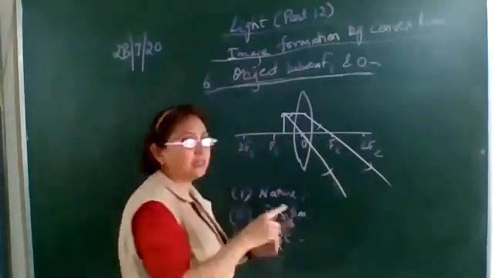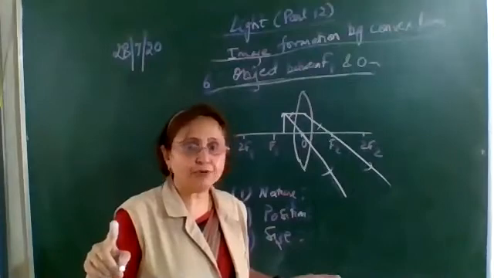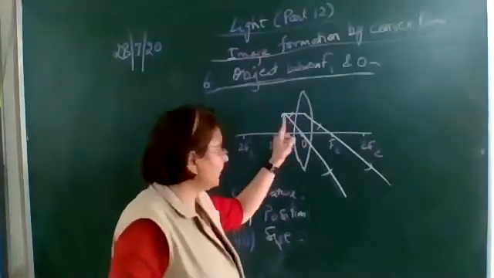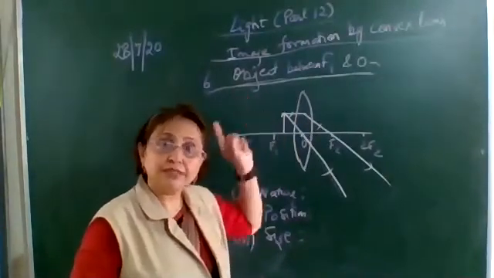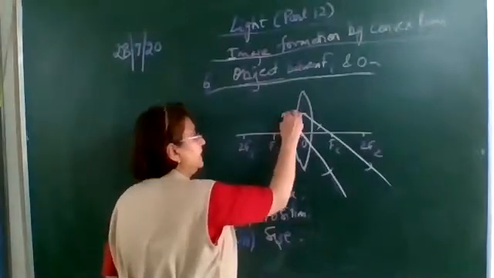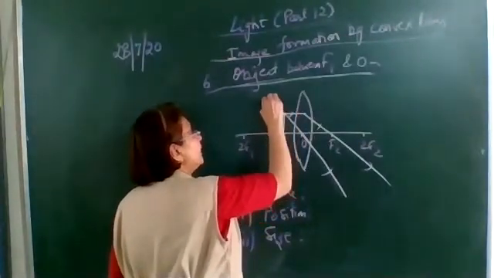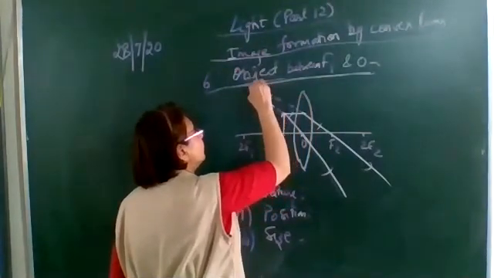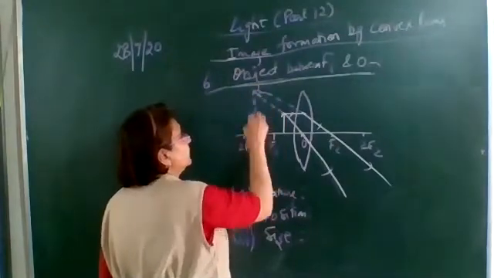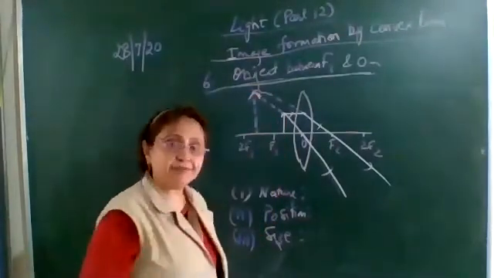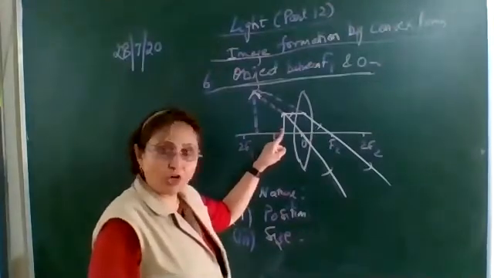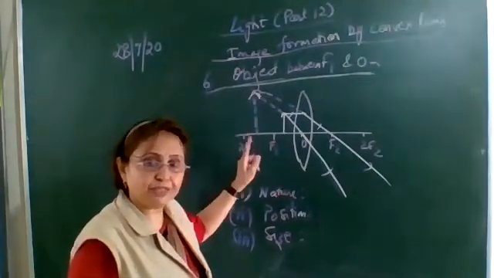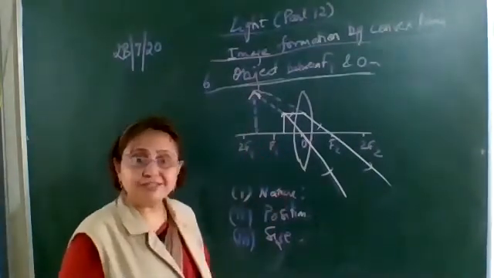Here we see that the two refracted rays are moving apart from each other. Keep on extending these refracted rays, they will never meet. But if we extend them backwards, then they will appear to meet. The extended rays we always show by dotted lines. So the image is formed on the same side where the object is placed. The object is placed to the left of the lens and the image is also formed to the left of the lens. Now the first point is nature of the image.